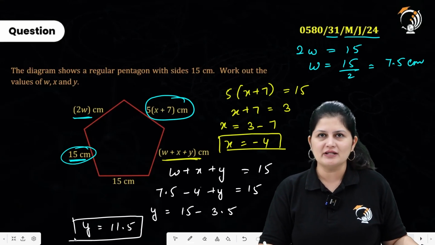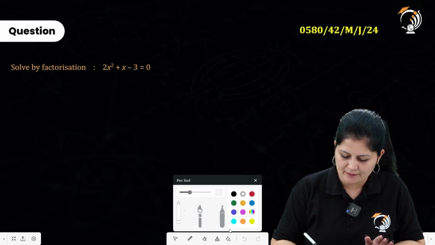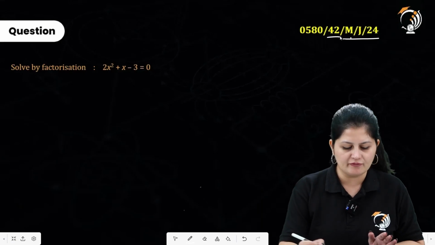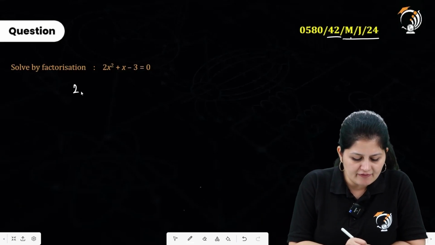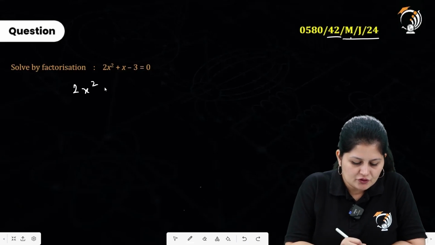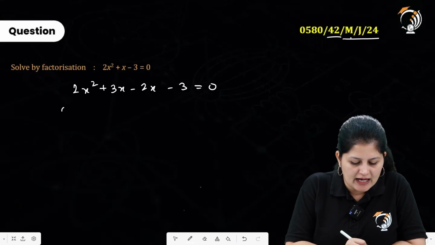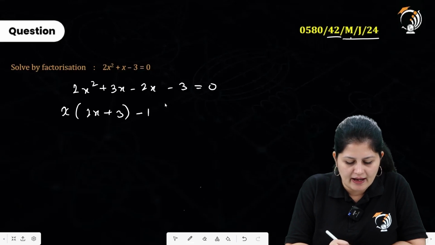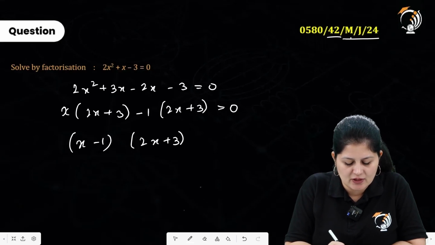Now moving to the next question. So here the next question says, which is a question from the paper of May-June 24 from the variant 4-2, where we need to factorize 2x squared plus x minus 3. So clearly if I talk about the factors of minus 6 can be 3x minus 2x minus 3 is equal to 0. So that we can get x common and we'll have 2x plus 3 in the bracket, while we can have minus 1 common and have 2x plus 3 in the bracket. So the factors are going to be x minus 1 and 2x plus 3 is equal to 0.